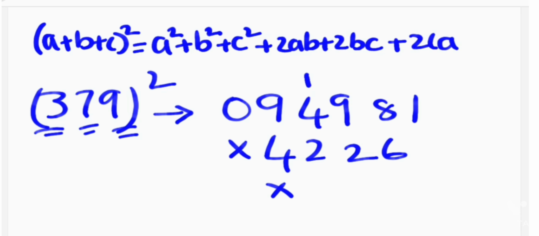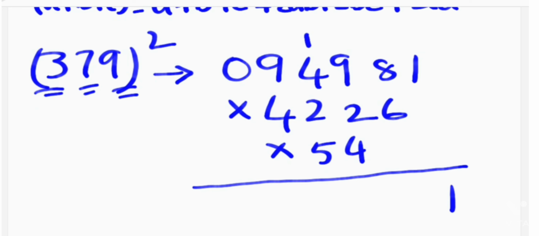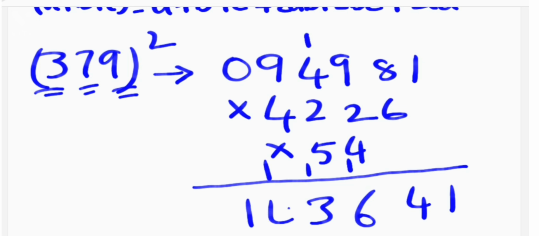Now add these 3 terms. 6 plus 8, that is 14. Write 4 here. Next 9 plus 2 is 11, 11 plus 4 is 15, plus 1 is 16. Write 6 here. 1 plus 4 is 5, 5 plus 2 is 7, 7 plus 5 is 12, 12 plus 1 is 13. Write 3 here. 9 plus 4 is 13, 13 plus 1 is 14. Therefore 79 whole square is equal to 6,241.